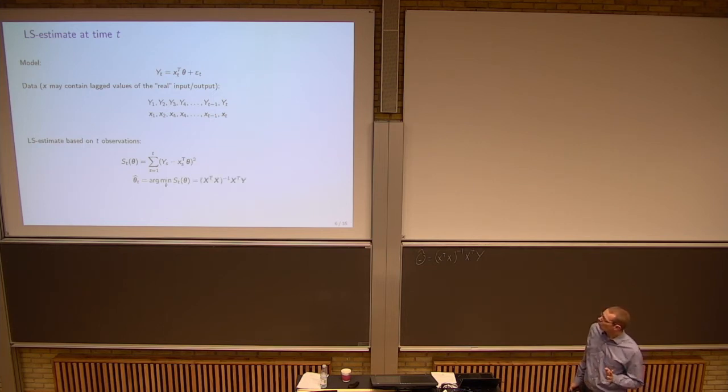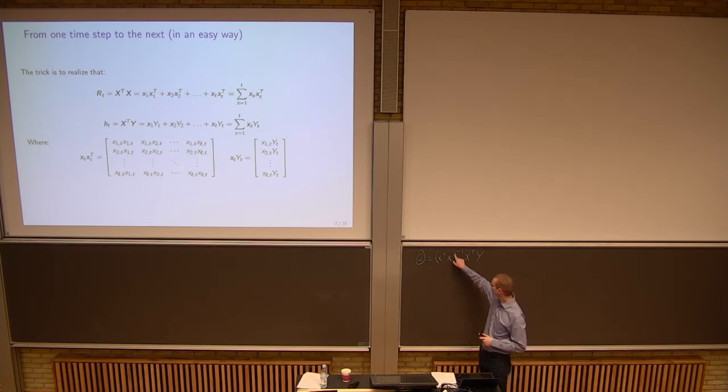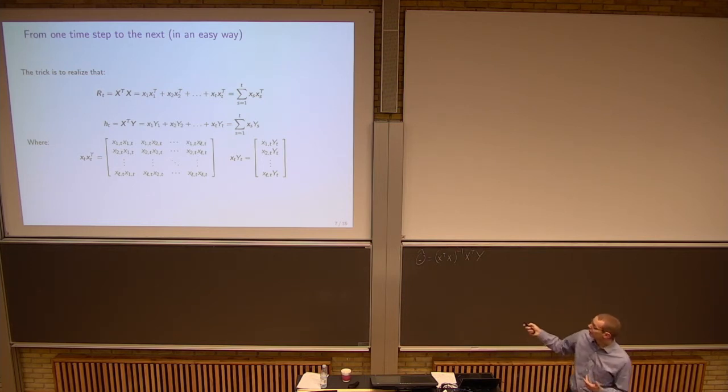So what we did in the trend models was to realize that whenever you get a new observation, you basically just add an extra element in the sum. So you add something for this part, and you add something to this part. So what we did was to have the R_t as the outer product of the design matrix part here, and then we have h_t that says, well, how is that related to the observations? So that was what we did.